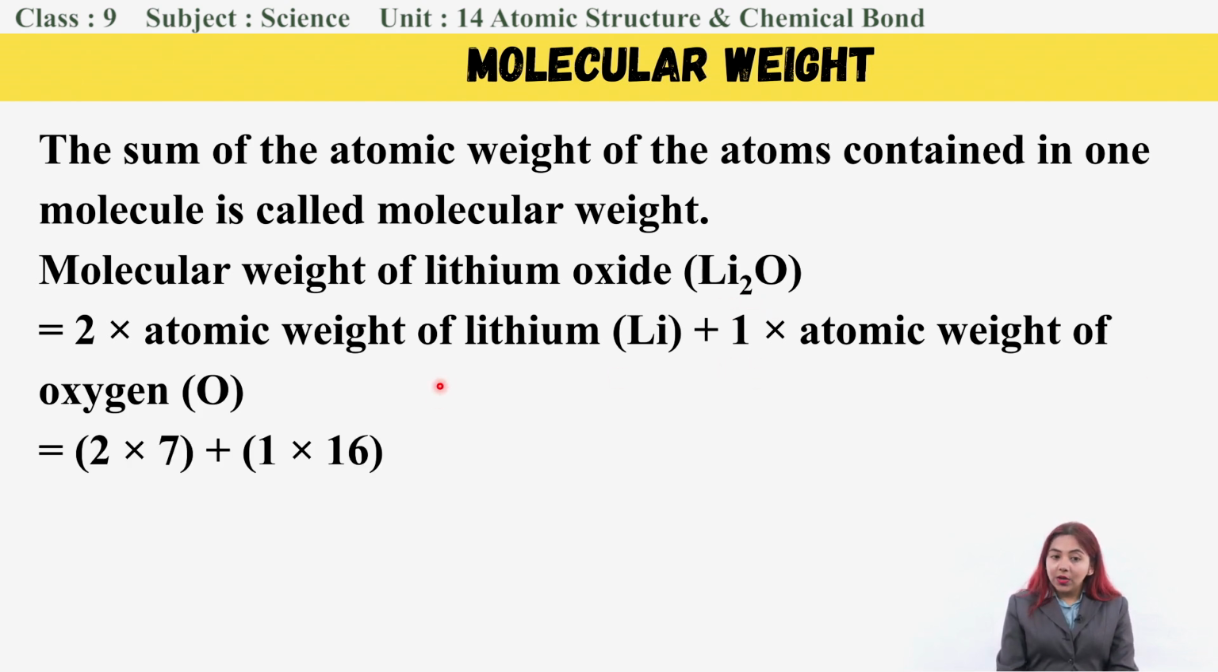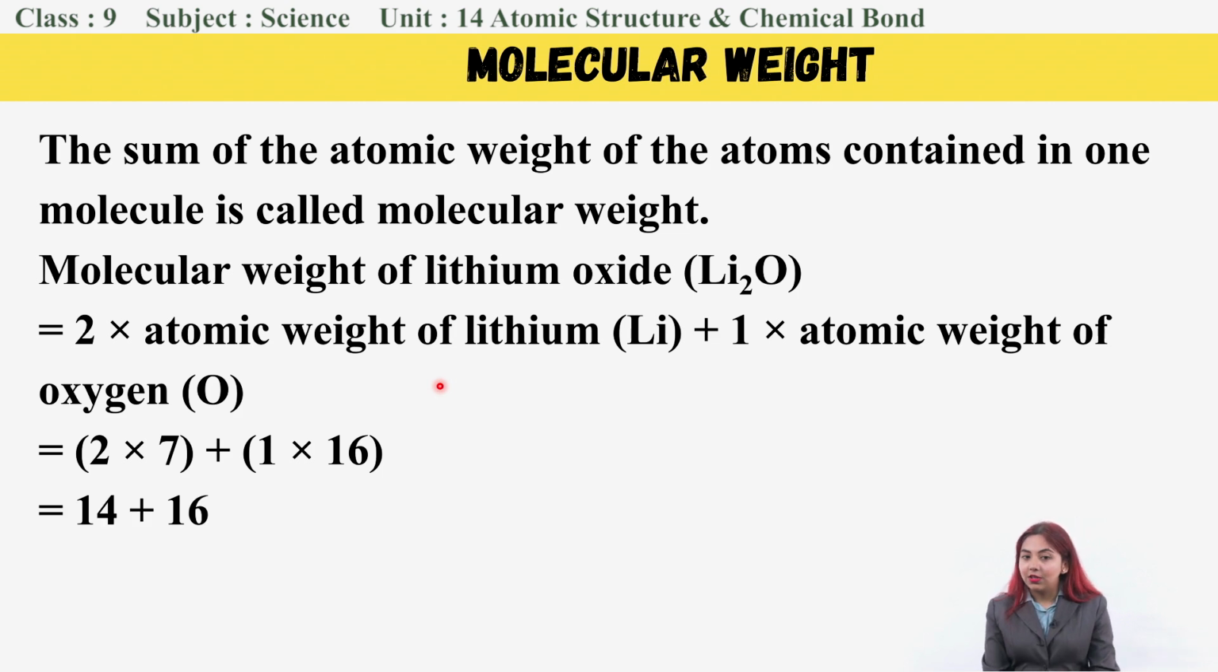The atomic weight of lithium is 7 and the atomic weight of oxygen is 16. So, 2 times 7 plus 1 times 16. 2 times 7 is 14 and 1 times 16 is 16. So, the molecular weight of lithium oxide is 30.